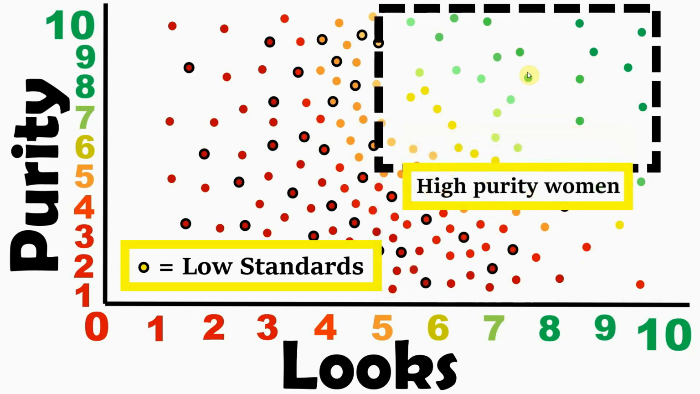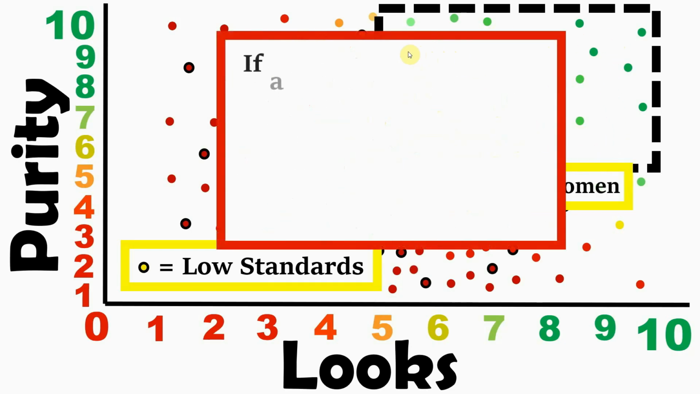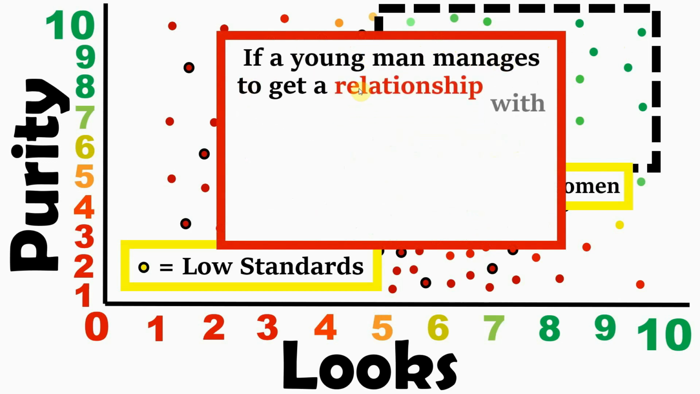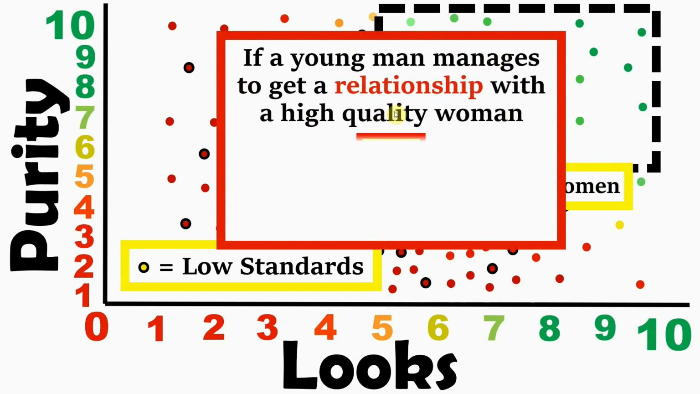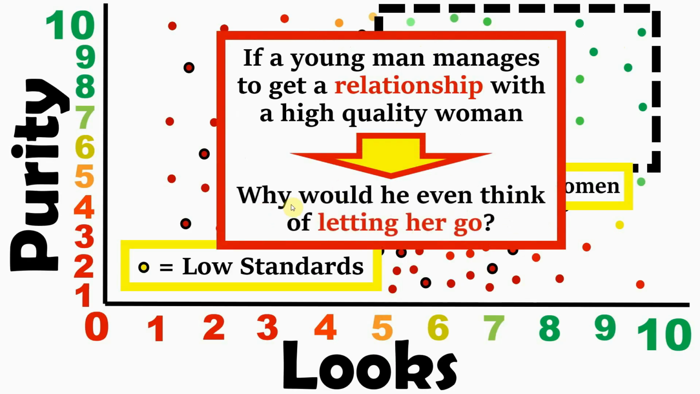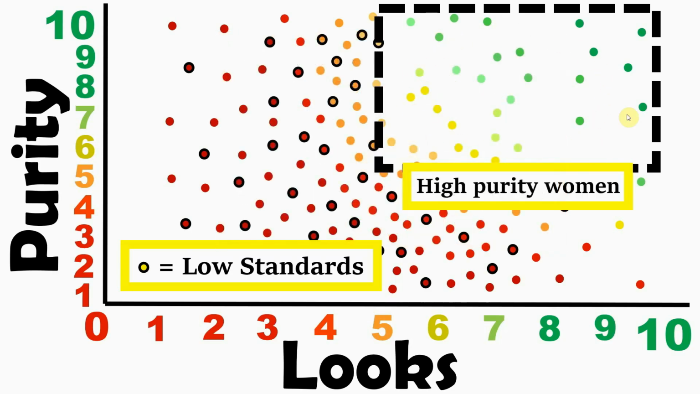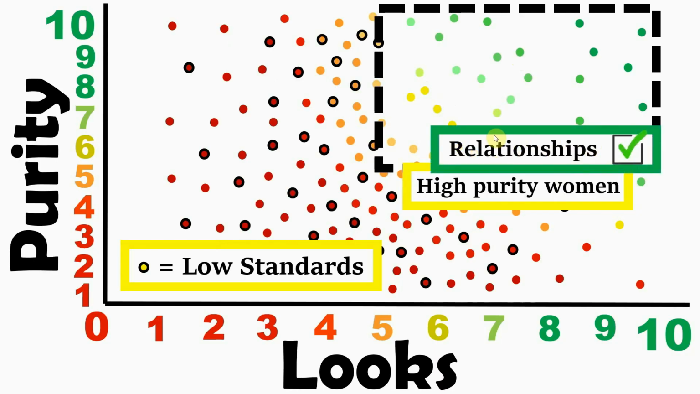In contrast, for the high purity women out there, many of these may never come back on the market after they first leave. If a young man manages to get a relationship with a high quality woman, why would he even think of letting her go? She's loyal, she's kind, there'd never be a reason for him to break up. This means not only are these women with high purity more likely to be in relationships in the first place, they are also more likely to keep them too.